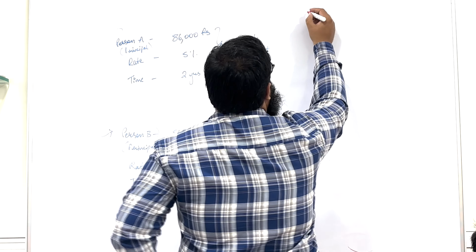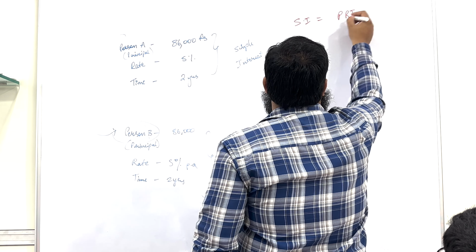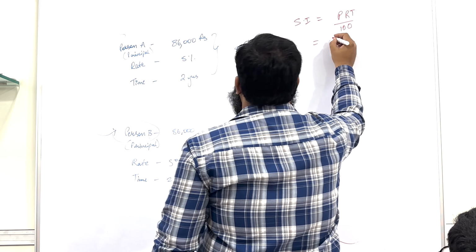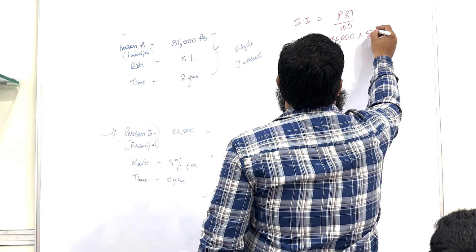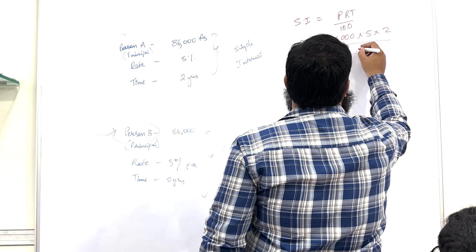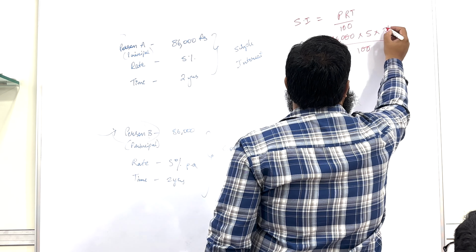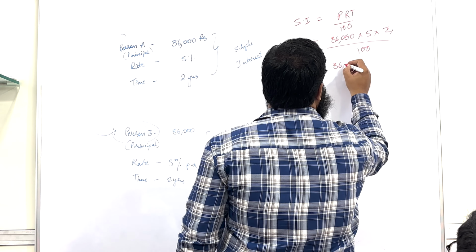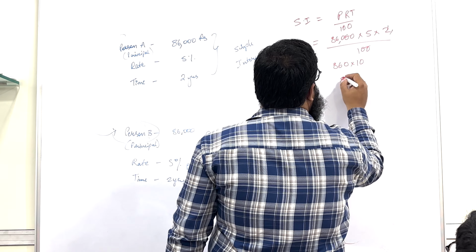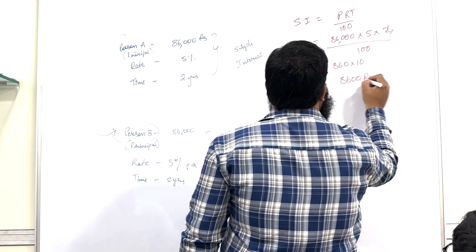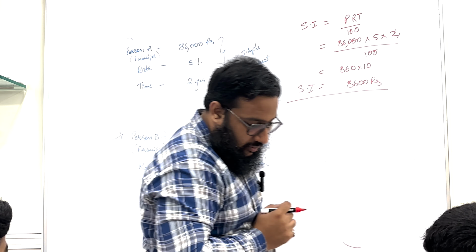First, we will calculate the simple interest. Simple interest formula is P R T upon 100, where P is 86,000 multiplied by 5 multiplied by 2 upon 100. 2 ones are, okay, it's not going to cancel. So 8600 into 2 fives are 10. So 8600 is the simple interest. Is it correct? Yes.